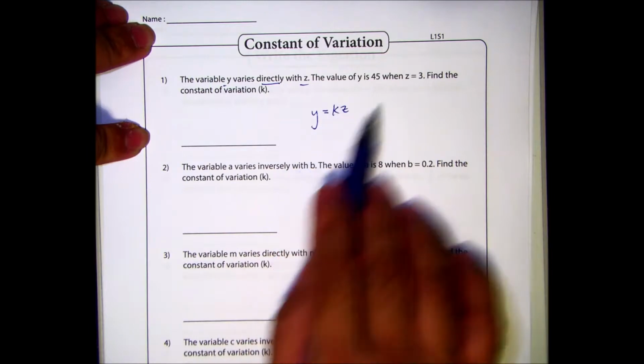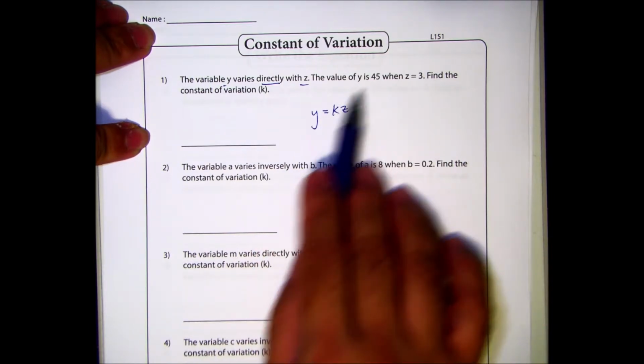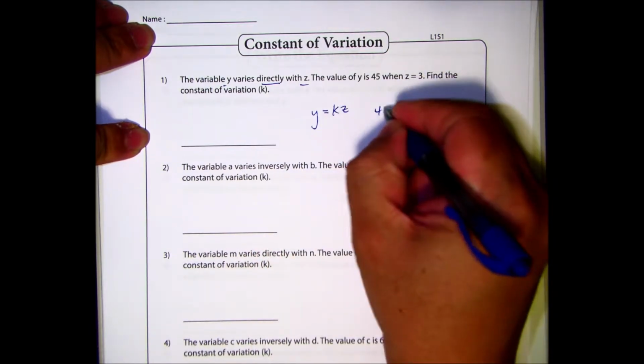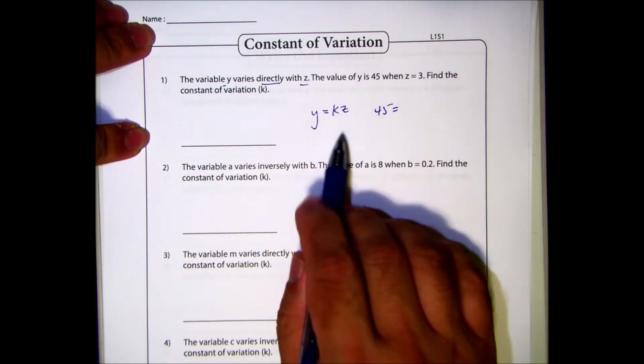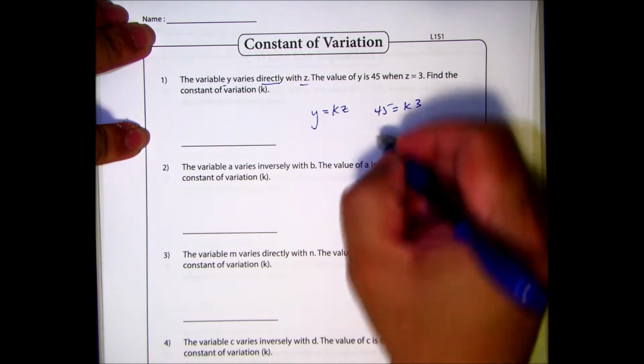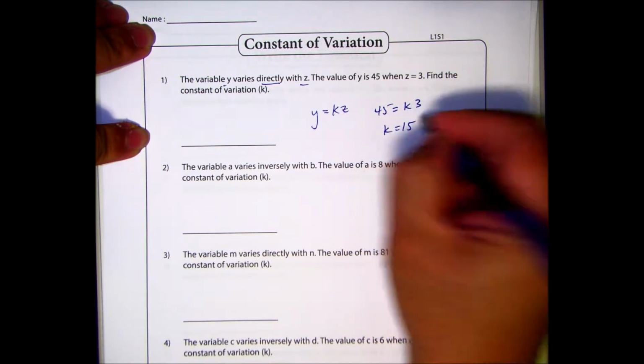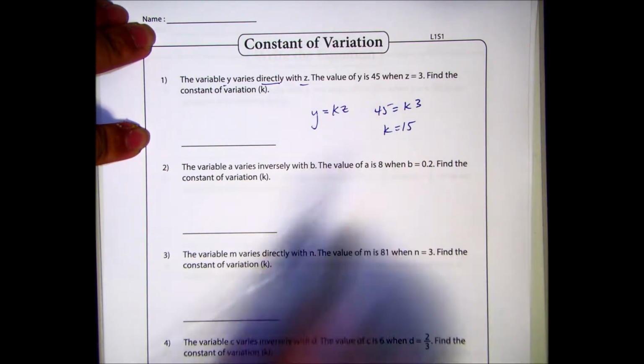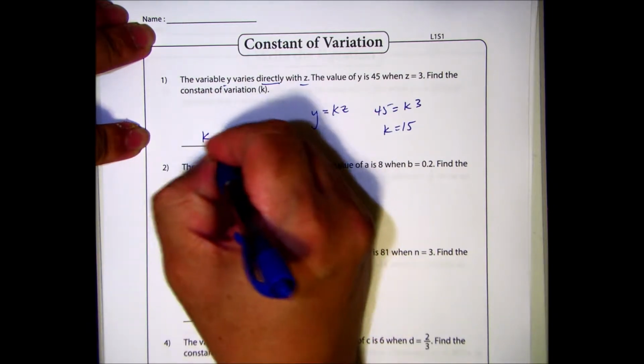Now we use this information and fill it in. Y is 45. K is the one we're looking for, and z is 3. Solve this for k. I'm dividing by 3. 45 divided by 3 gives me 15. So that is my k.